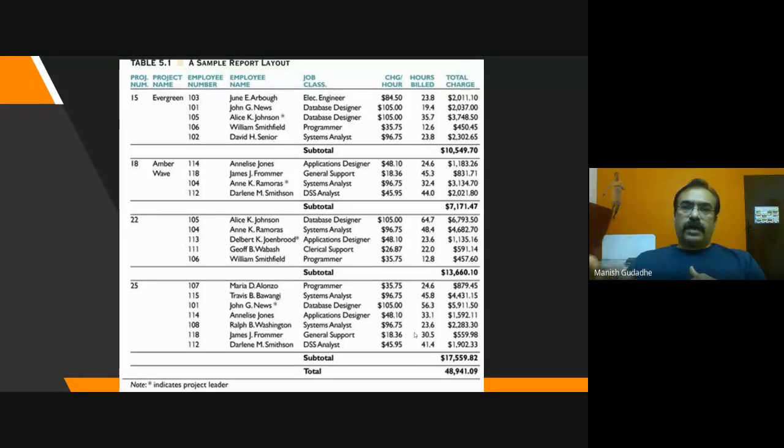The charges per hour for that particular employee, the total number of hours that employee has worked for that project, the amount he has charged for this project, and finally what was the cost of that project as far as the employee payment is concerned. Okay, so project number 15 Evergreen is charged $10,549. Similarly, project number 18, 22, 25 are all described.